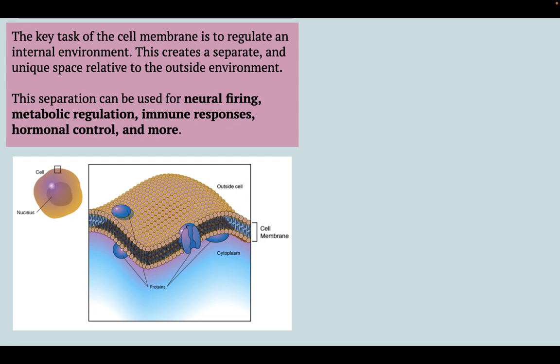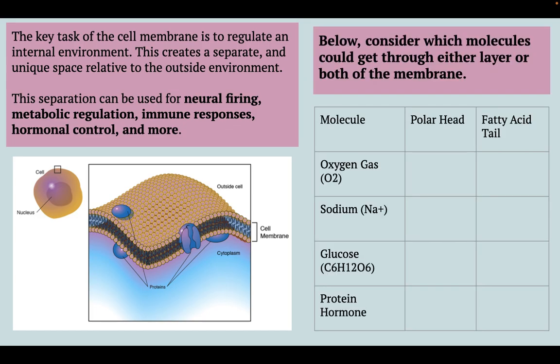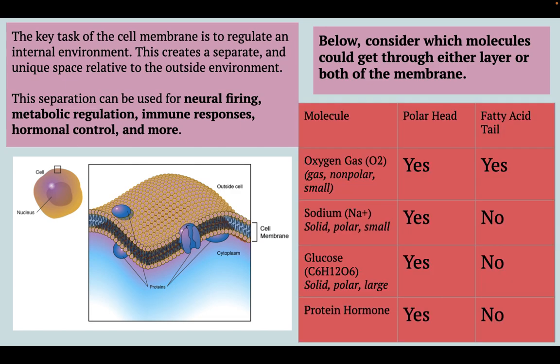So when this comes to fruition, in terms of either regulating neurons firing, regulating metabolism, having immune responses, controlling hormones, or more, different molecules are going to be able to get in or out of the membrane more or less successfully. And basically, we can break it down into 4 different categories.